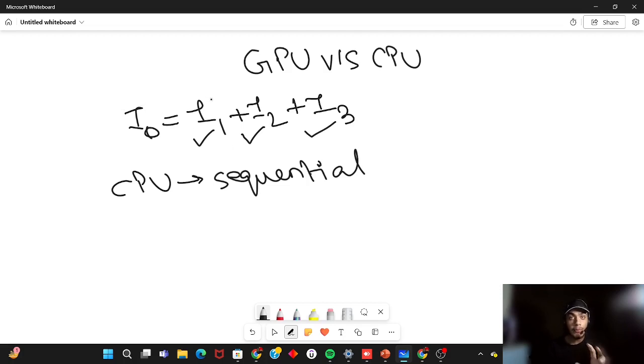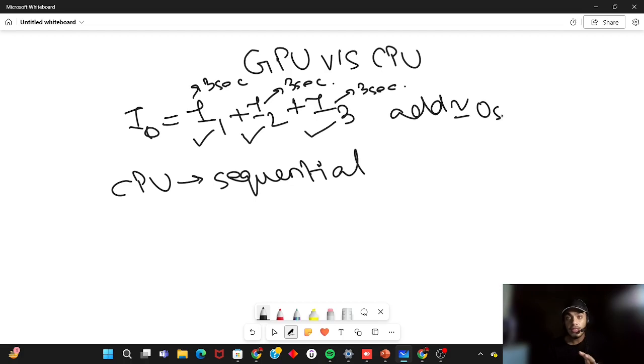So let's say, on a very average scale, computing the value of I1 took 3 seconds. Similarly, computing the value of I2 took 3 seconds again. And computing the value of I3 took 3 seconds again. And let's say the addition of all of these I1, I2, and I3 was approximately equal to 0 seconds. So the total time that the CPU takes to compute the value of I0 is equal to 3 plus 3 plus 3, which comes out to be 9 seconds. So using a CPU, you are computing the value of I0 in a time frame of 9 seconds.